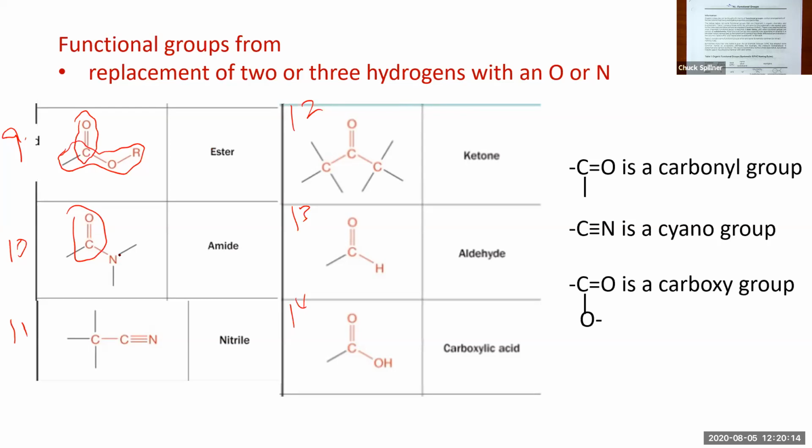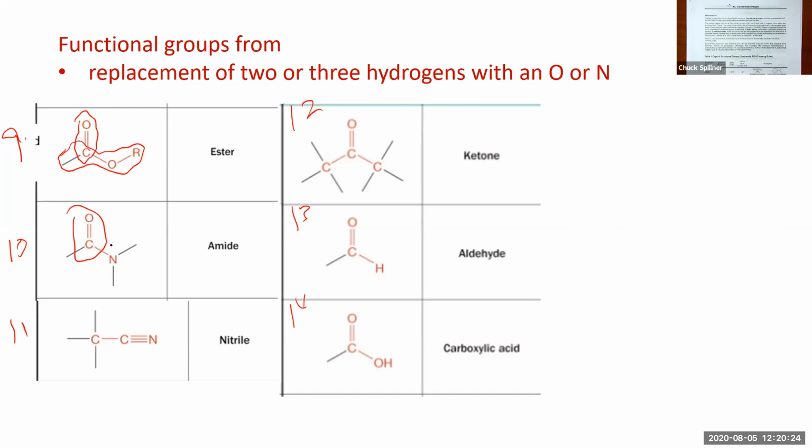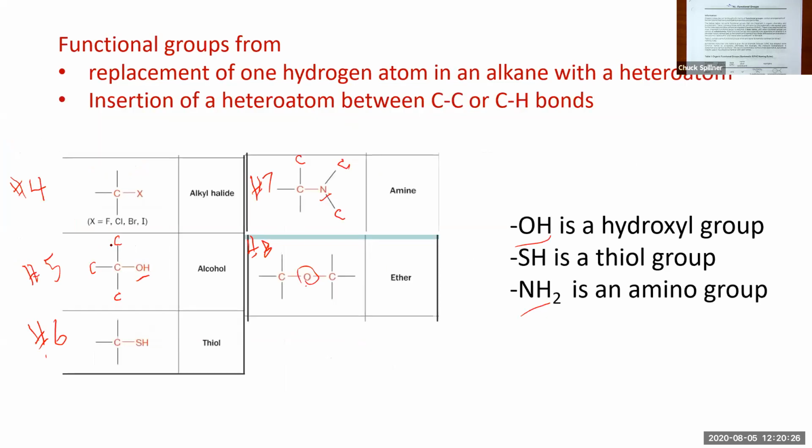Similarly, if you have an amine and you add a double bond O, you get an amide. So let's go back a little bit to the previous page. So here's our amine here.